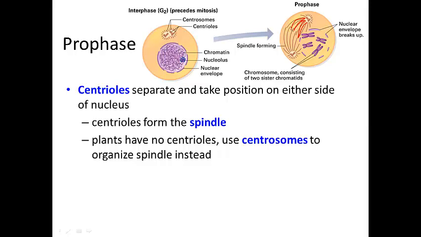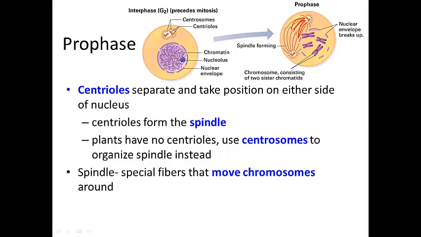Something to mention is that plants do not have centrioles, which are these right here. Instead, they just have the centrosome, this area, so they're going to use that to organize their spindle. These spindle fibers are later going to attach to these sister chromatids, and they're going to be moving the chromosomes around the cell. The spindle fibers are going to attach to the sister chromatids right in the middle of the centromere.